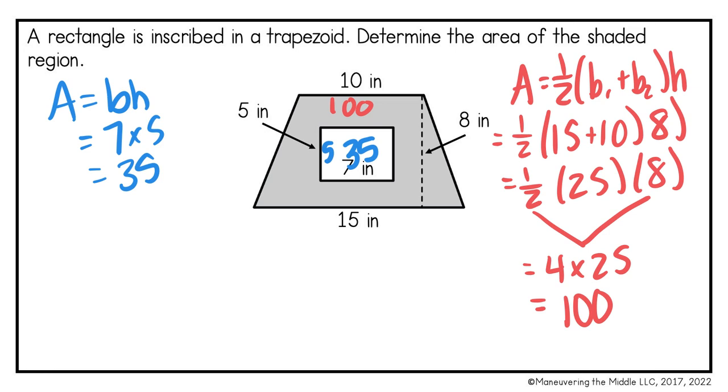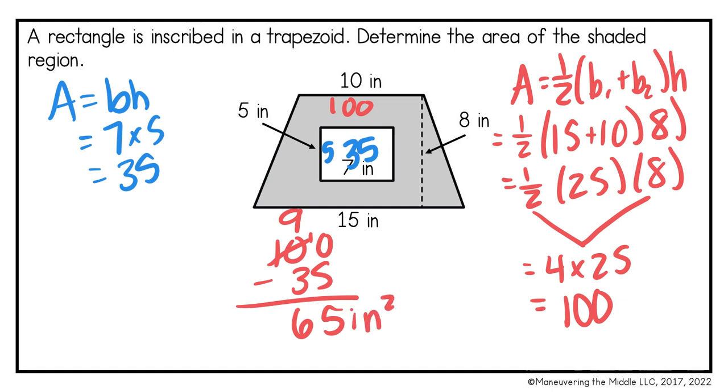But we are not done. Since we just want the shaded region on these, we have to subtract our non-shaded region. So we have to do 100 minus 35. So I'm going to borrow, make that 9. So the area of our shaded region is 65 inches squared. So shaded, you're going to subtract stuff. Shaded, subtract. Remember that.